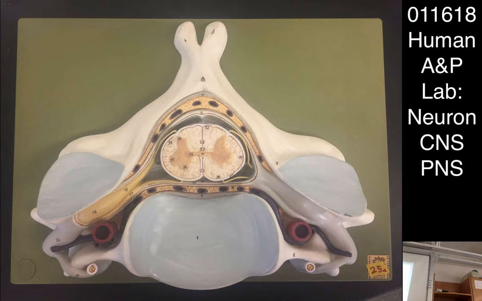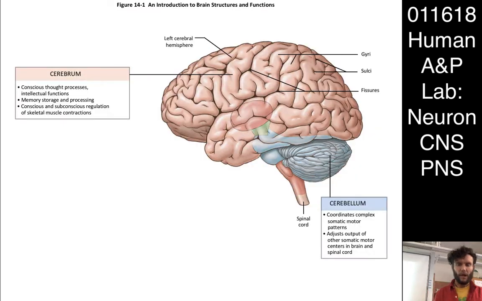The dorsal root has a ganglion right here. And after that ganglion, they join into a single spinal nerve. What you will find is that the distinction between dorsal and ventral roots is the distinction between afferent and efferent nerves. And we'll learn what that even means, for those of you who don't know, in lecture today. All right, on to the brain.